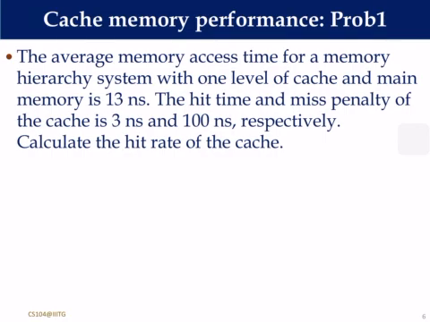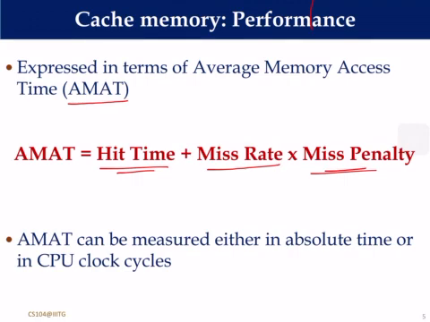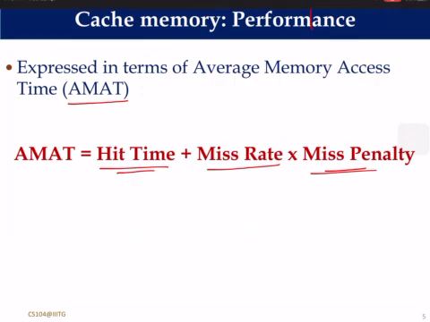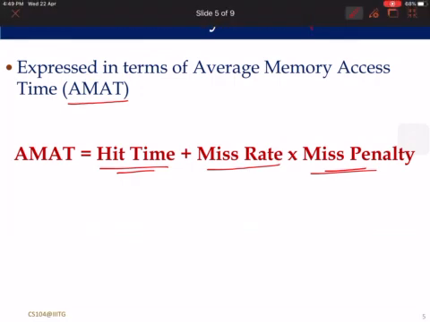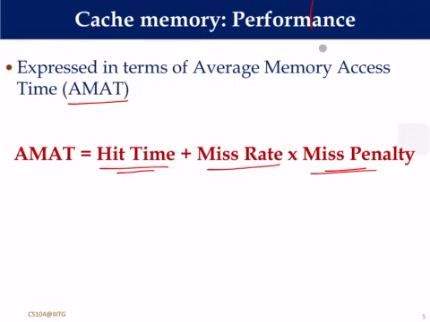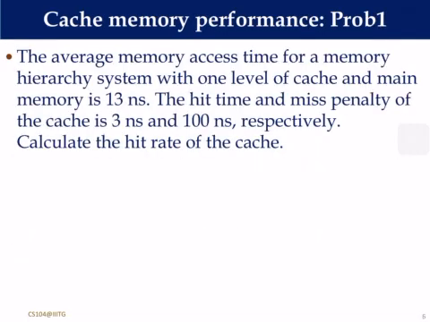Okay, see, in the previous part, what we have seen is essentially this one, right? The average memory access time. What will be the average memory access time? So this happens to be the hit time plus miss rate into miss penalty, and the problem is based on the average memory access time.